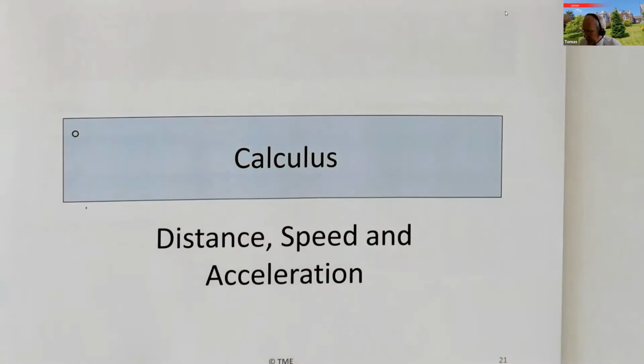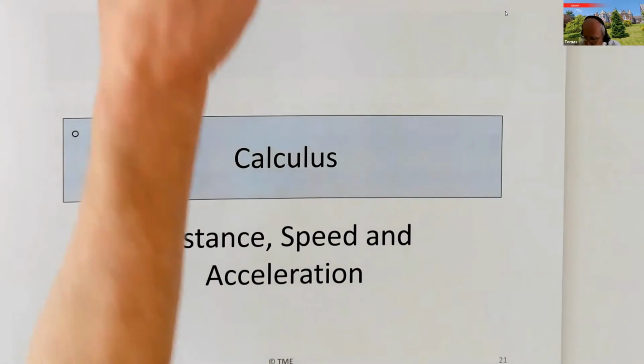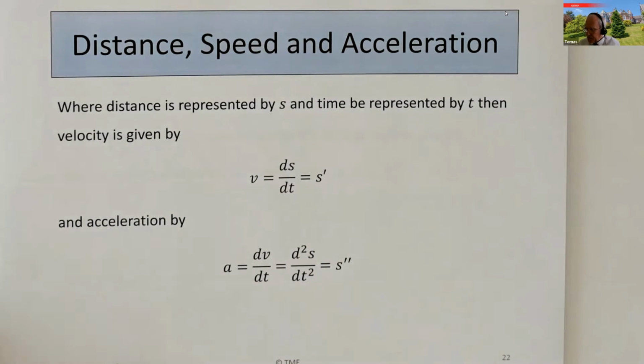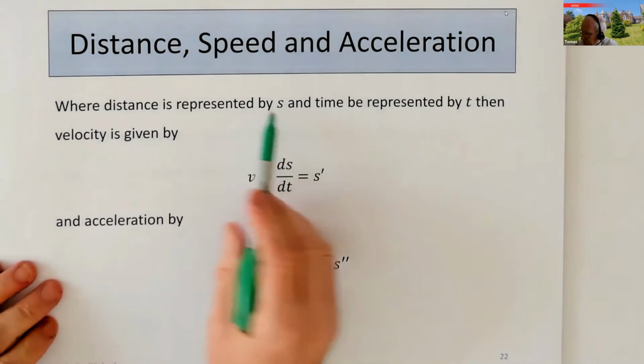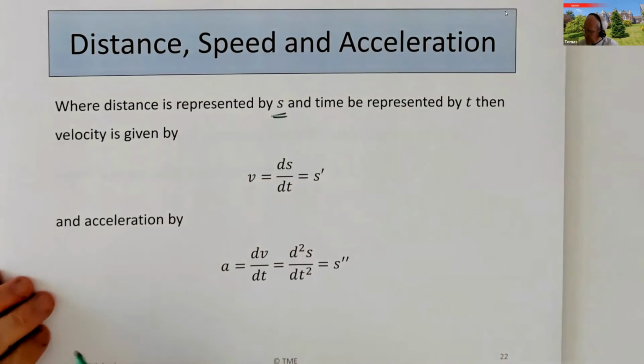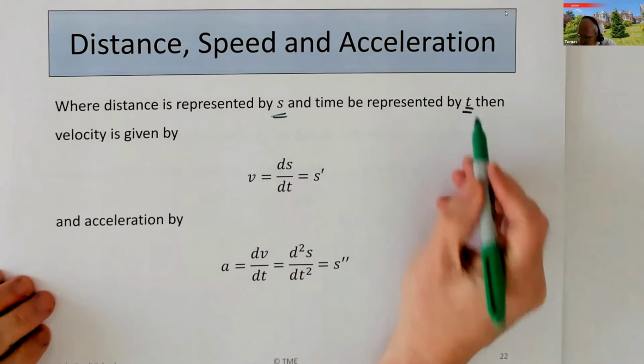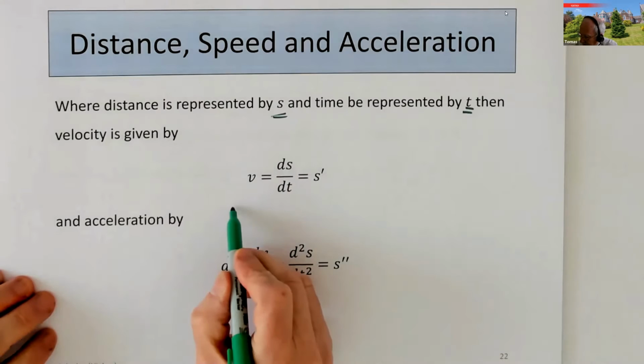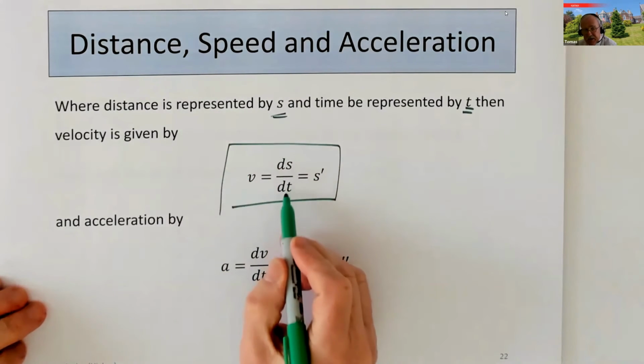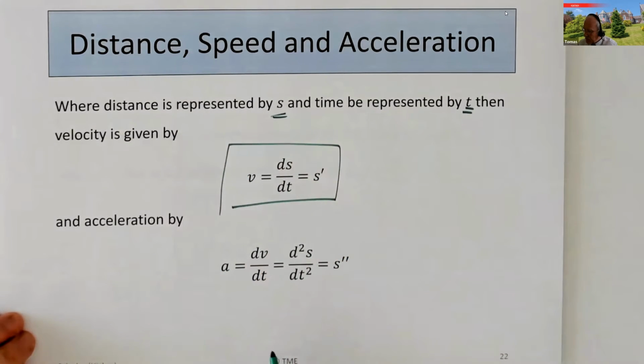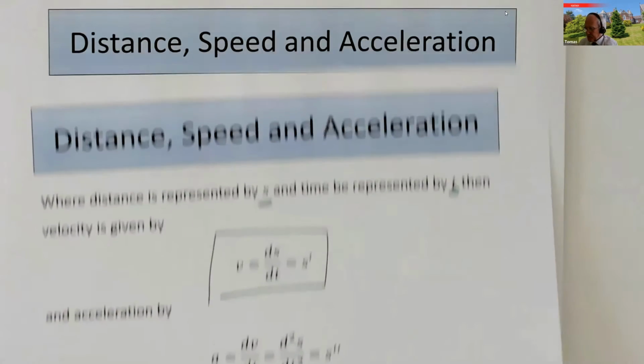Now let's go with calculus, distance, speed and acceleration. Here's an exam standard question where distance is measured by s, often used in physics, and t is represented by t in time. Find the velocity. You'll find that the velocity is given by ds/dt. And acceleration is the change in speed, so it's the second derivative of the distance.